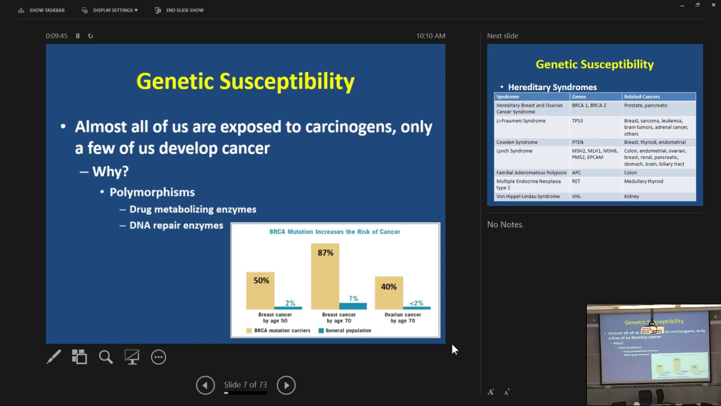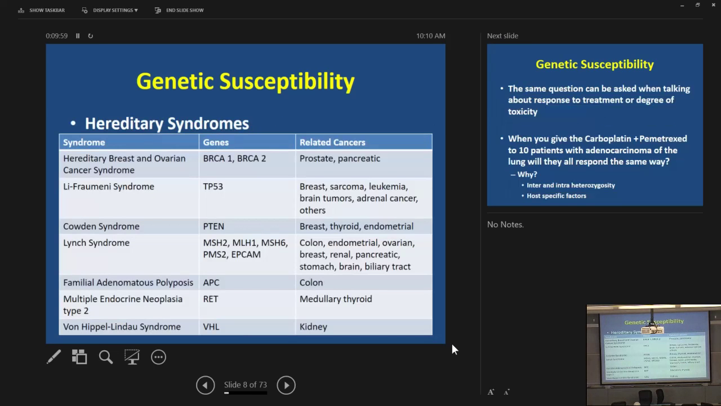So BRCA, what does it do? Right, it's a DNA repair enzyme, right? So this is how these polymorphisms can occur, and then that occurrence will lead to the development of cancer.